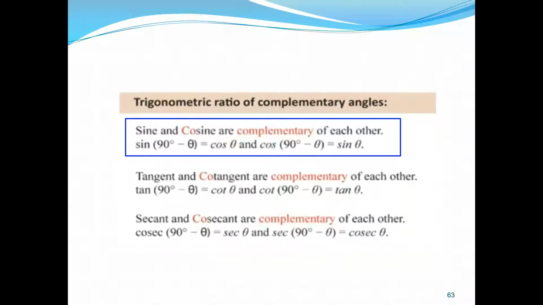And here are a couple basic properties, and they're very easy to prove. I don't want to waste a lot of time proving these equalities. The first one, actually, somehow I proved it. That is, sine and cosine are complementary of each other. Sine of 90 degrees minus theta is equal to cosine theta, and cosine of 90 degrees minus theta is equal to sine theta.